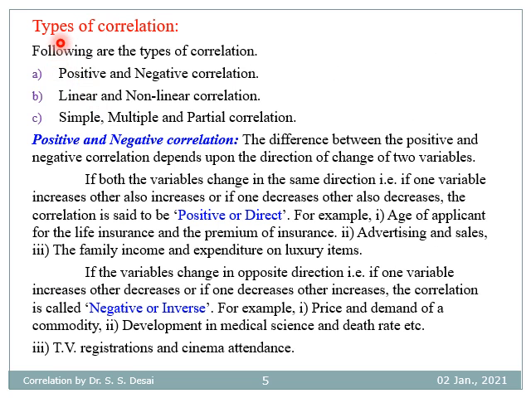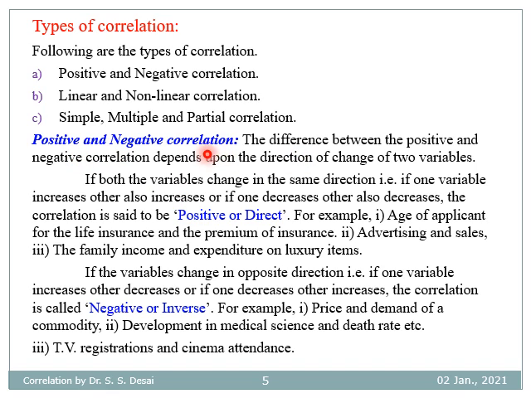Now let us see the types of correlation. Following are the main types of correlation: positive and negative correlation, linear and nonlinear correlation, simple, multiple, and partial correlation. Now let us see these types in detail.